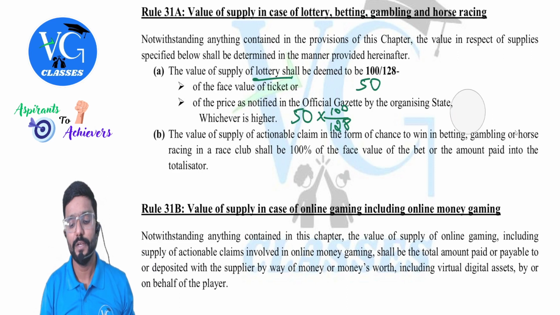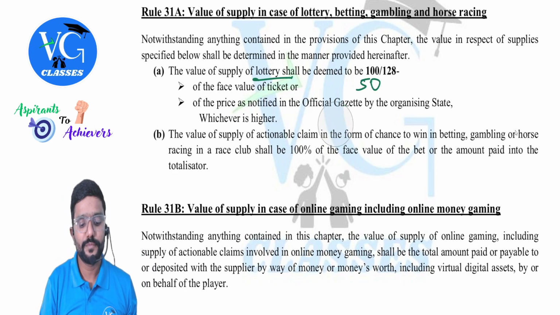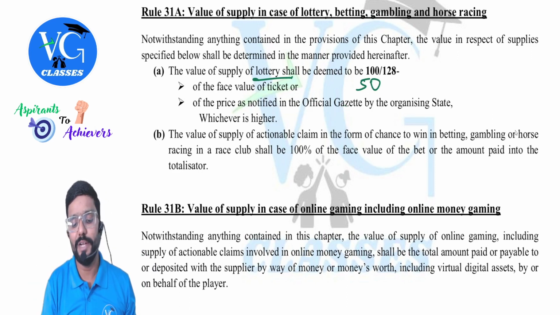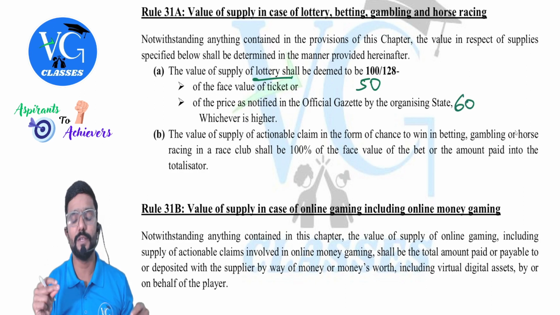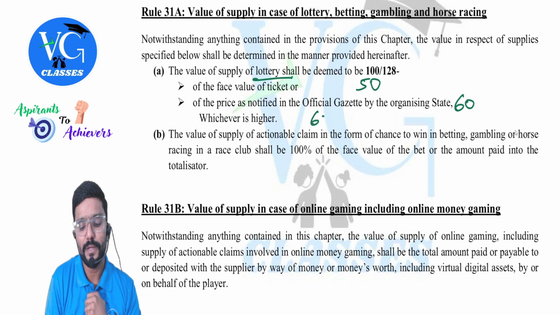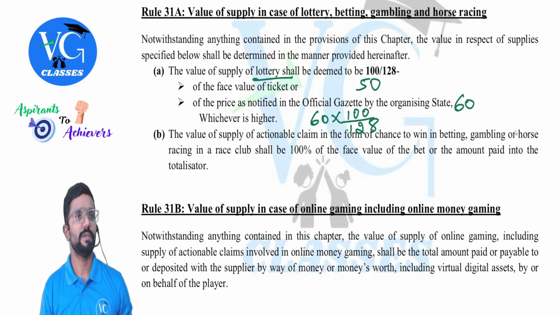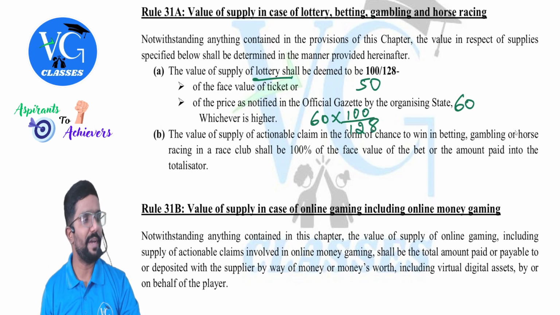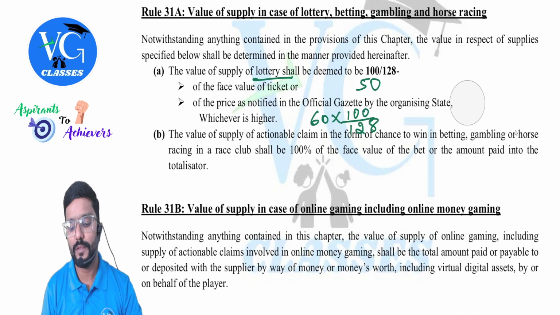Let me show it. Assume the price notified by the government is 60, whereas face value is 50. I'm just taking a random example. Whichever is higher, people? 60. So what is the value component? 60 into 100 divided by 128.